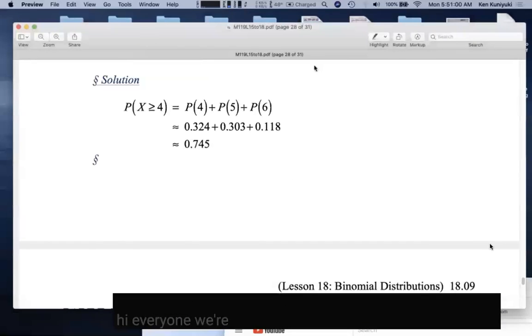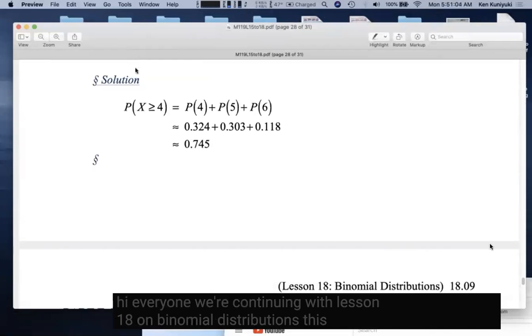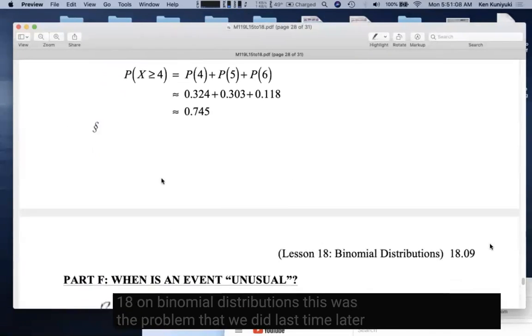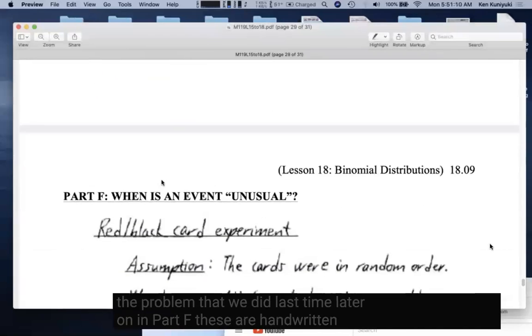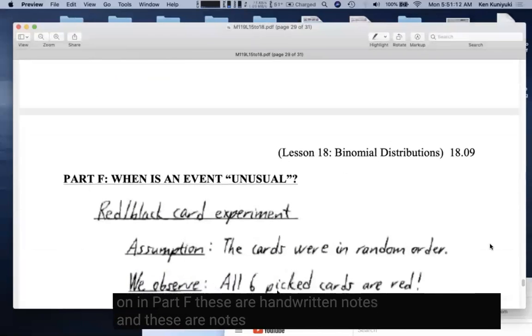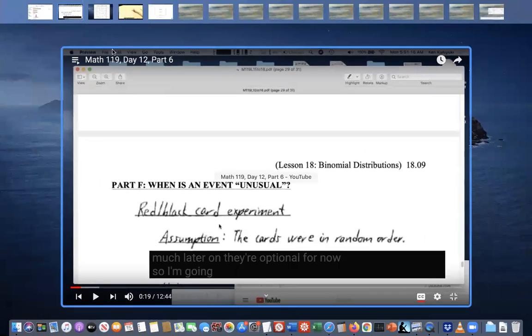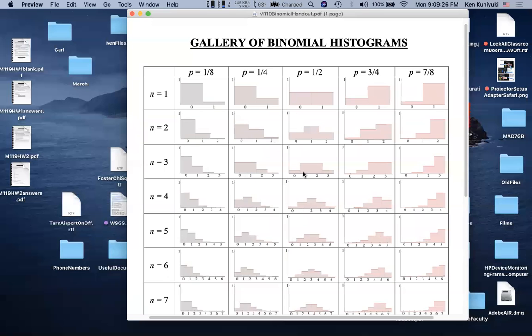Hi, everyone. We're continuing with lesson 18 on binomial distributions. This was the problem that we did last time. Later on in part F, these are handwritten notes, and these are notes that we'll cover much later on. They're optional for now. Oh, before I get to that even, I want to go back to my gallery here.